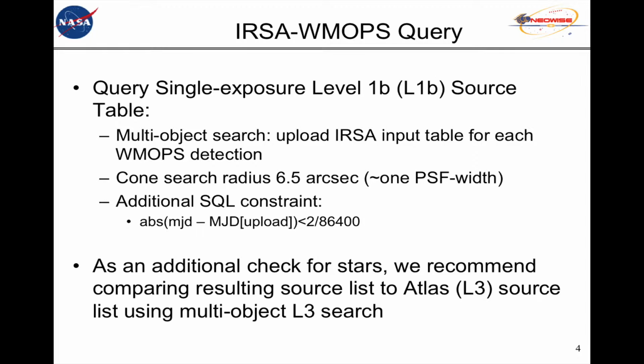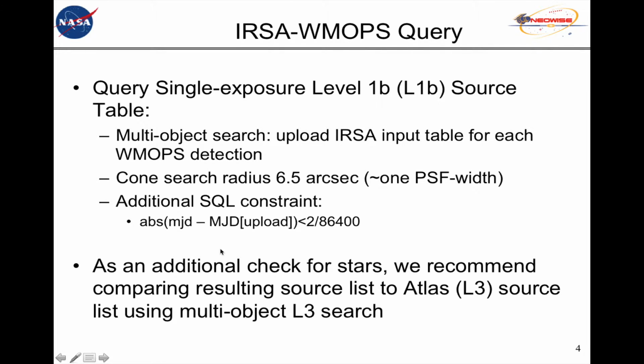After you've made your IRSA table, you can upload the table using the multi-object search option in the Query Single Exposure Level 1B option. You then do a cone search with a radius of 6.5 arcseconds, which is about 1 PSF width, and add an additional constraint for the difference between the database modified Julian date and your uploaded modified Julian date to be less than 2 seconds in day units.